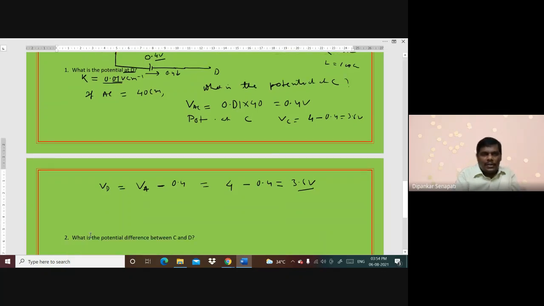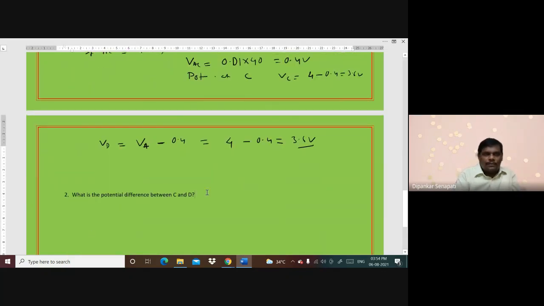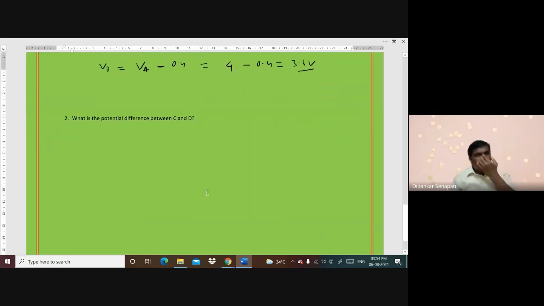The next question, let us come to it. What is the potential difference between C and D? We have two points, one here C, and another point with the cell, here the point is D. What is the potential difference between C and D? We can see VC is equal to 3.6 volt, as well as VD is equal to 3.6 volt. It means VCD is equal to 0.